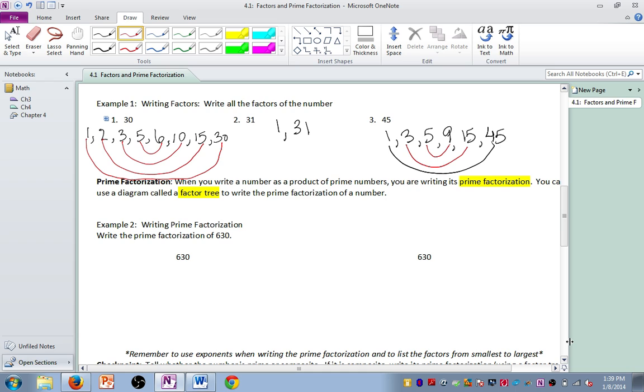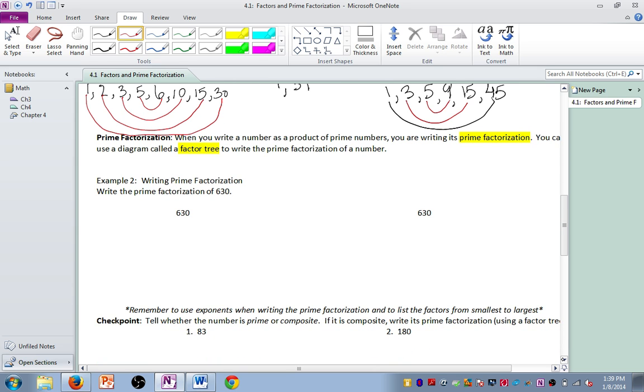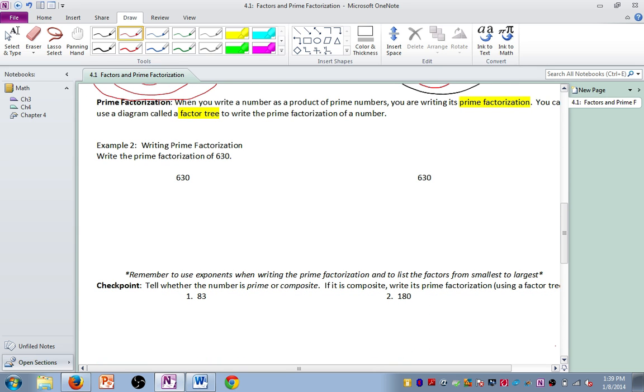When we're finding the prime factorization, you are writing the number as a product of its prime numbers. You can use a diagram called a factor tree to write the prime factorization of a number. When we are starting with the number 630, you have to write the prime factorization of it. Think of two factors that go into 630, that when you multiply them together, they equal 630.